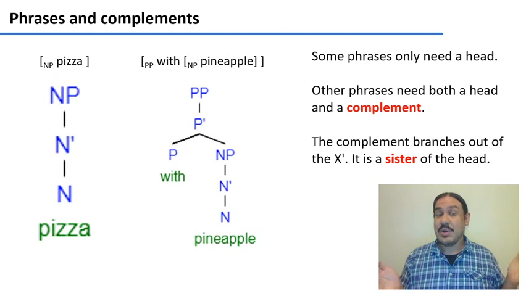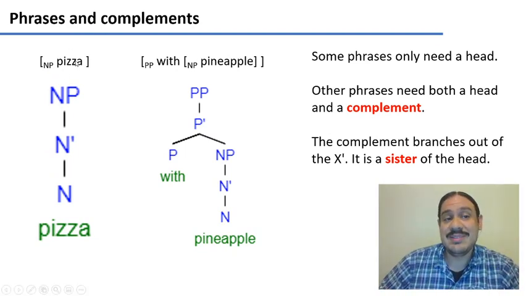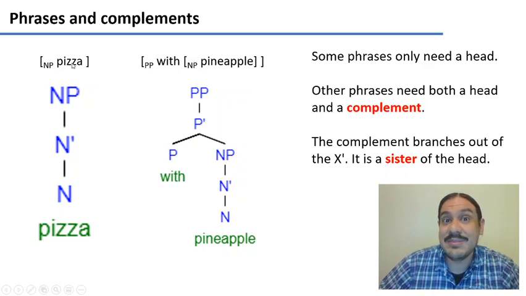Let's take a look at how this would work. For some phrases, they are just one word, so you can just use them without any additional information. So the bar level would be empty. For example, in the phrase pizza, you have that the head of this phrase is pizza, because it's just one word. And pizza is a noun. So we have that the head is a noun. And because of that, the entire phrase is a noun phrase, because it's about a noun, pizza. We have an empty bar level in the middle because there's no additional structure.